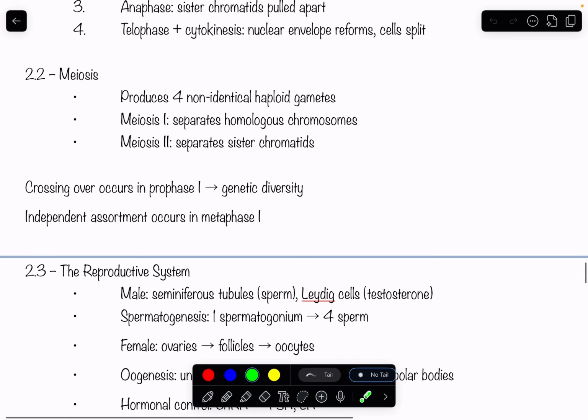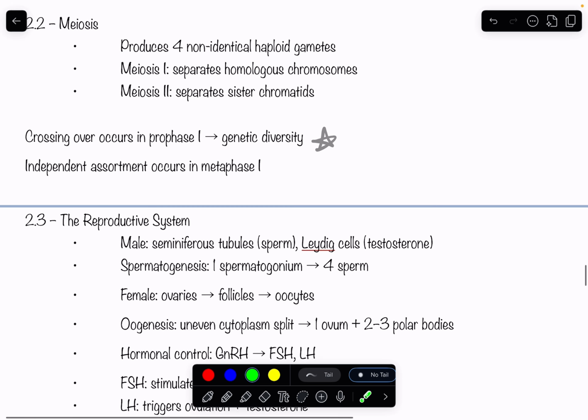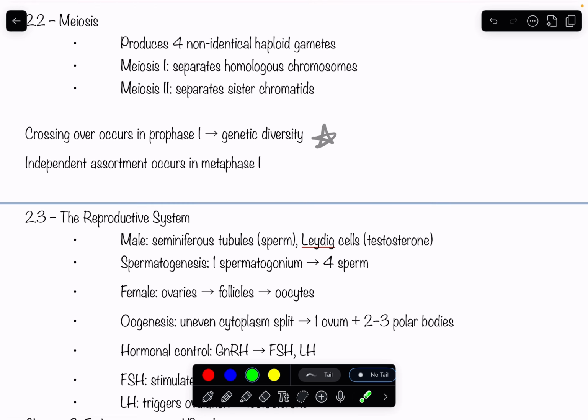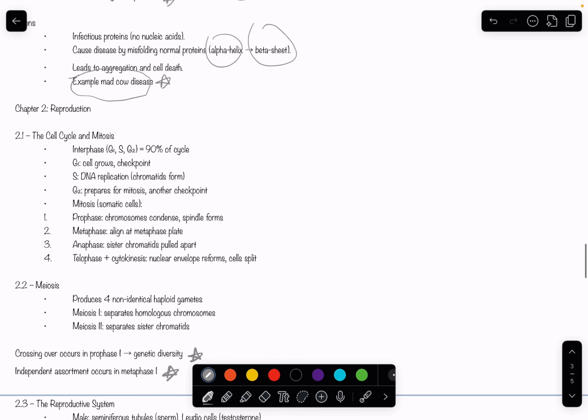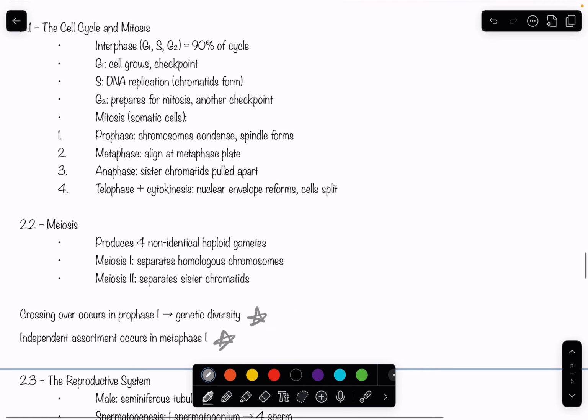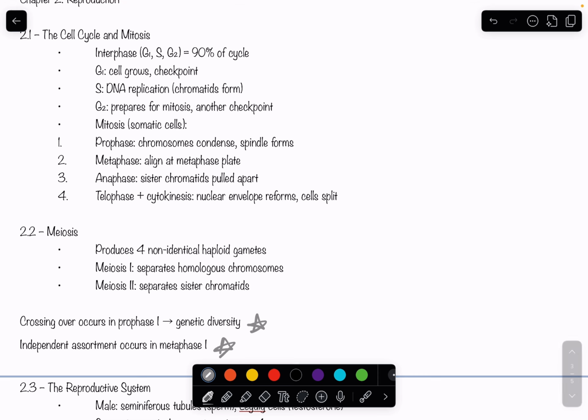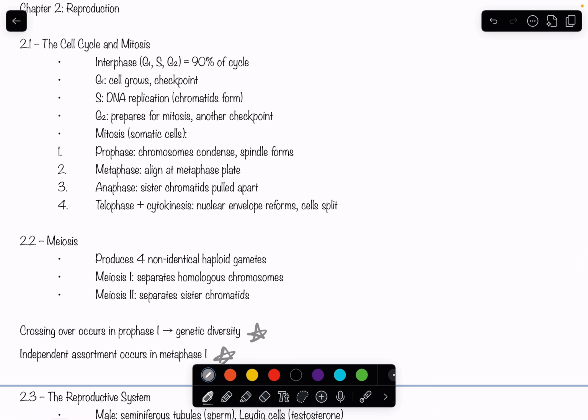And then you need to know, this is very important, you must know that crossing over happens in prophase 1. And then you need to know that crossing over is the reason why we have genetic diversity. Okay, and then independent assortment happens in metaphase 1. Okay, so this is very, very simple stuff. Good foundation. We're going to build a lot more on this as we go on.